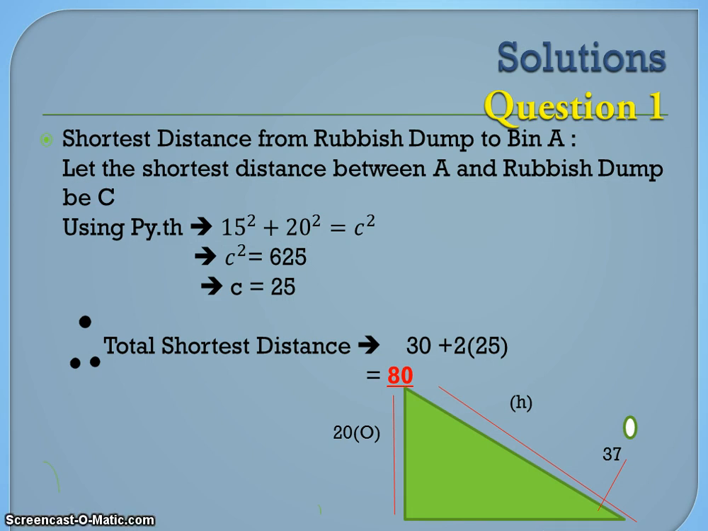Okay, first we will find out the shortest distance from the rubbish dump to bin A. So we will name the shortest distance to be C. Thus, using Pythagoras theorem, we can find out that C squared is equal to 15 squared plus 20 squared, which is given by the Pythagoras theorem formula, A squared plus B squared equals C squared. Thus, we come to the deduction that C squared is 625. Thus, C will be 25 cm. Thus, the shortest distance from the rubbish dump to bin A will be 30 plus 2 times 25, which is 80.